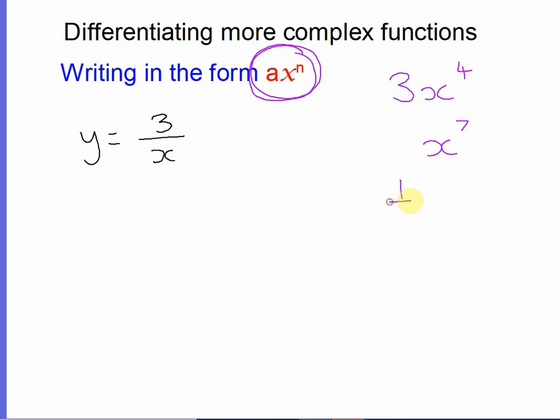Even a more complex one, something like this, we can still do that. We have to think a bit more, but it's still written in the form ax to the n, a coefficient in front of a base value, and that base value is raised to a power. Check, check, check. This one, however, is not that case.